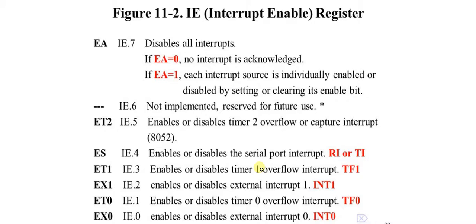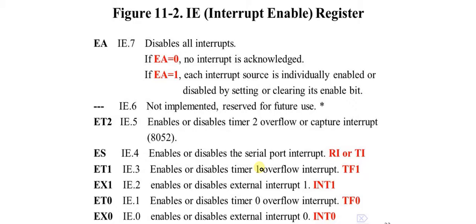Interrupt register. Our 8051 has two 8-bit interrupt registers. First is IE and second is IP. So this is the IE, which stands for interrupt enable register. It is an 8-bit register. It is bit or byte addressable. Its address is A8H. It is used to enable and disable the function of interrupts.